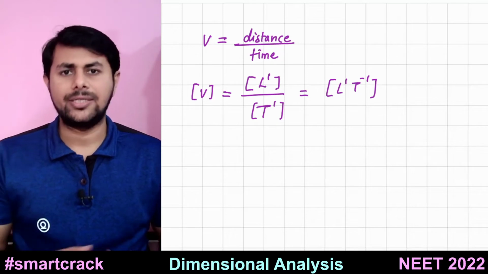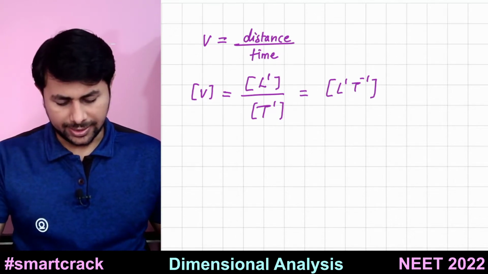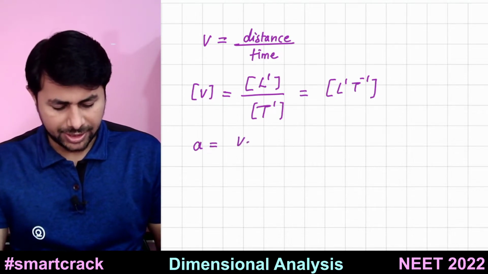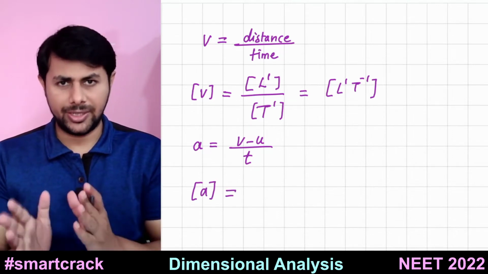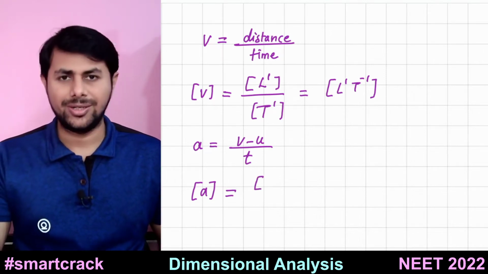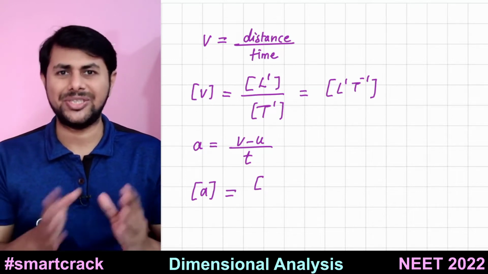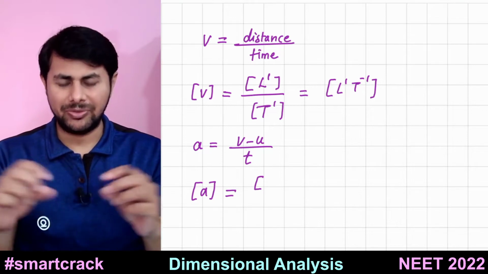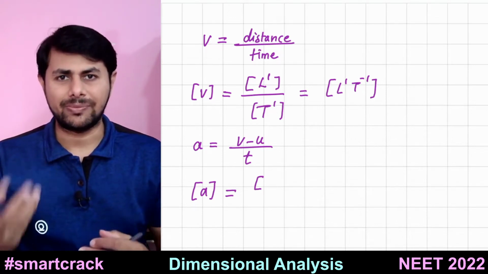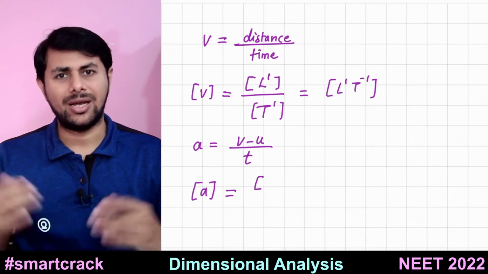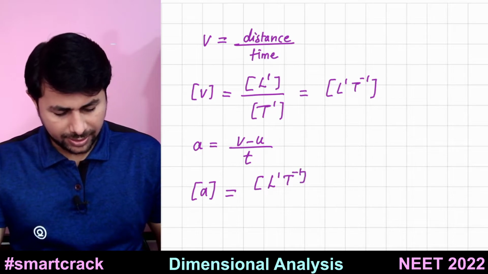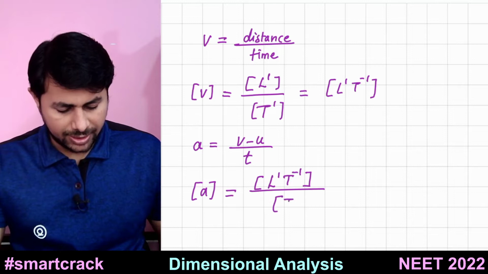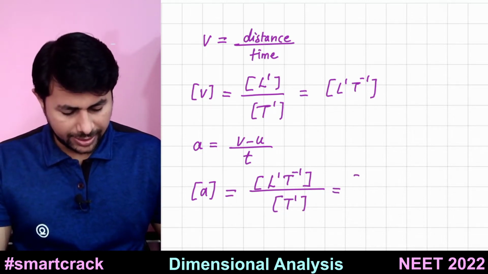Okay. After that, similarly, we can find out dimensions of other physical quantities like acceleration. So we know what is acceleration. It is change in speed, final speed minus initial speed divided by time. Okay. So what are dimensions of acceleration? So they are equal to, we have speed in numerator. So what are dimensions of speed? Okay, dimensions of v are L raised to 1 T raised to minus 1. Dimensions of u are also what? L raised to 1 T raised to minus 1. So when we subtract those two, the dimensions of the resultant of the subtraction are also the same as that of v and u. All right. So, the dimensions of numerator are L raised to 1, T raised to minus 1, and dimensions of denominator are what? T raised to 1. If we take this in numerator, we will get L raised to 1, T raised to minus 2.